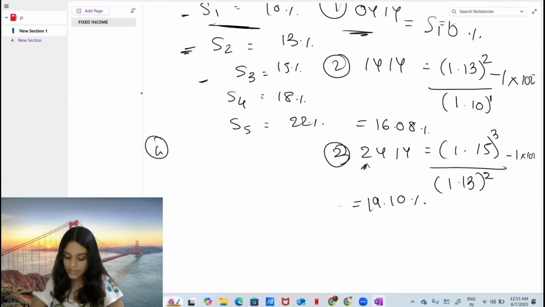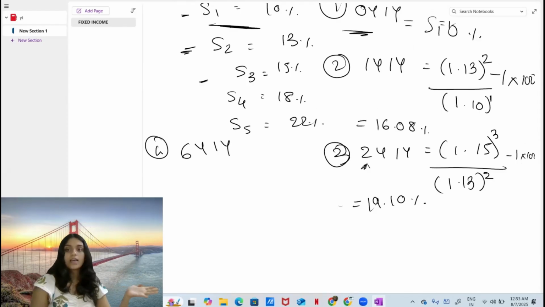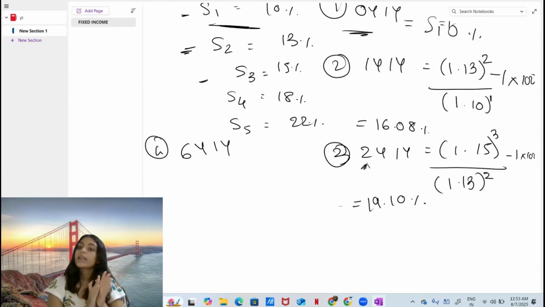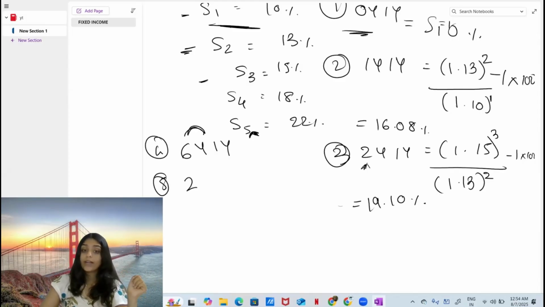The fourth one is, suppose they ask you 6y, 1y. Now, how do you calculate 6y, 1y? 6 plus 1, 7. But we are not given the spot rate for the 7th year, correct? So this 6y, 1y cannot be calculated. It's as simple as that. So when the addition exceeds the last year for which a spot rate is given, that forward rate cannot be calculated.